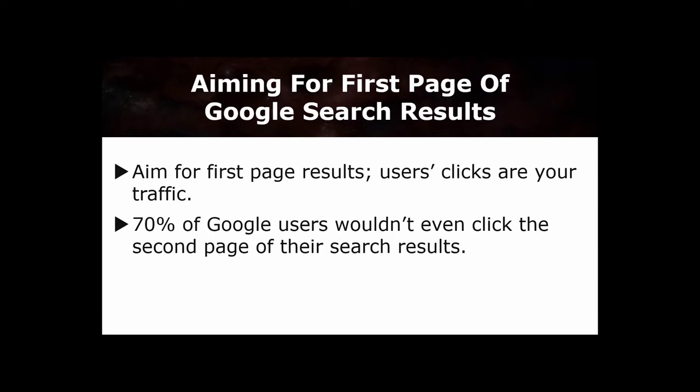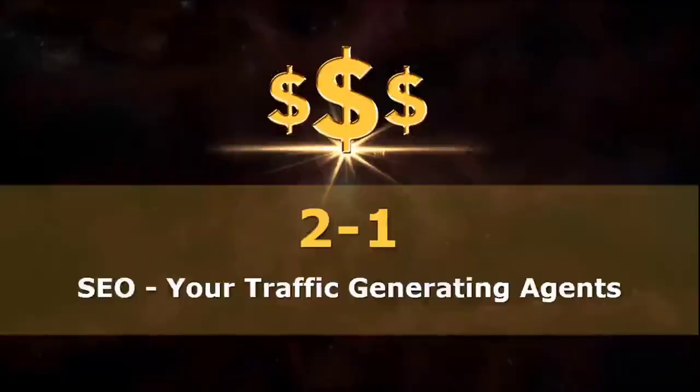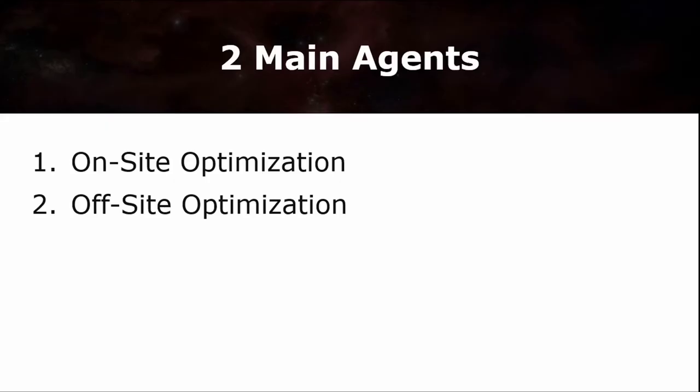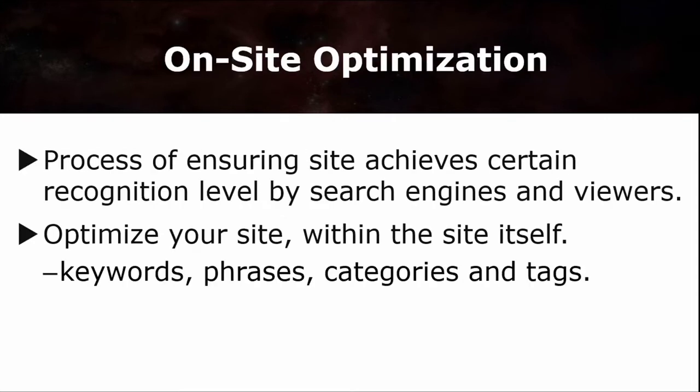Thus, the cycle continues. Hey there, and welcome back. We've already explored the fundamentals of search engine optimization. Now, in this module, we will unravel how to effectively generate traffic via SEO's traffic agents by fully optimizing your site. There are two main agents that you need to take into account to generate your desired traffic. These agents are: 1. The on-site optimization, 2. The off-site optimization. Let's first discuss the on-site optimization.